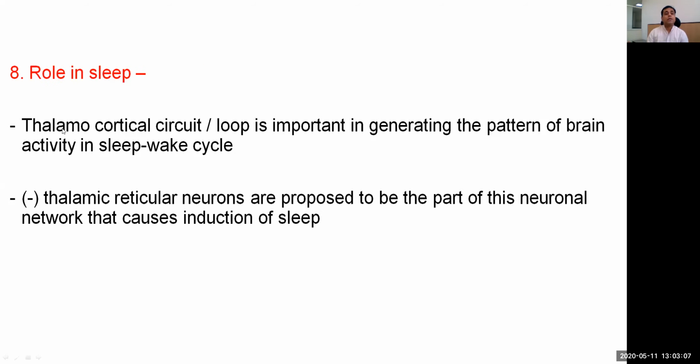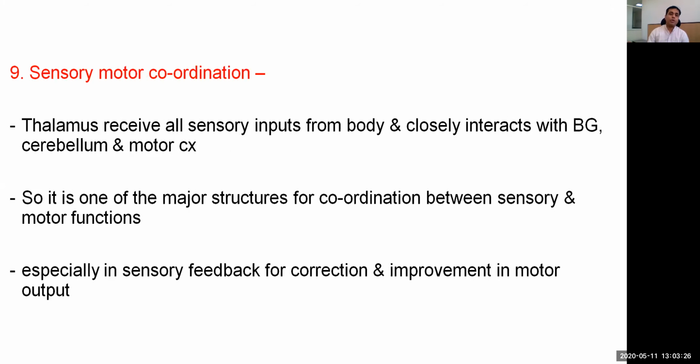Role in sleep. The thalamocortical circuit or thalamocortical loop is important in generating the pattern of brain activity in the sleep-wake cycle. Inhibition of thalamic reticular neurons is proposed to be part of this neuronal network that causes induction of sleep. Next function is sensory motor coordination. The thalamus receives all sensory input from the body and closely interacts with the basal ganglia, cerebellum, as well as motor cortex. So it is one of the major structures for coordination between sensory as well as motor function, especially in sensory feedback for correction and improvement in motor output.